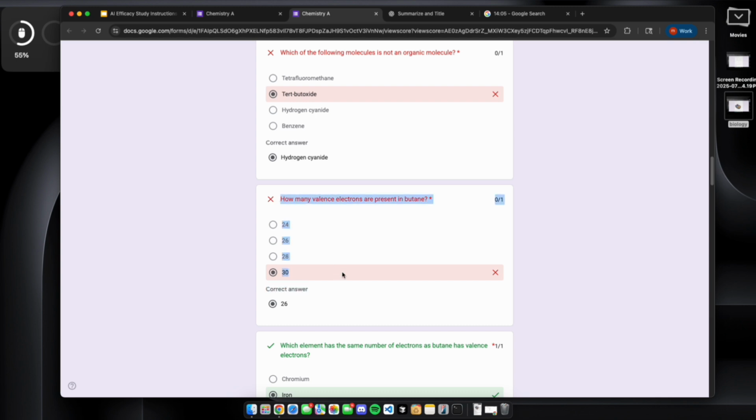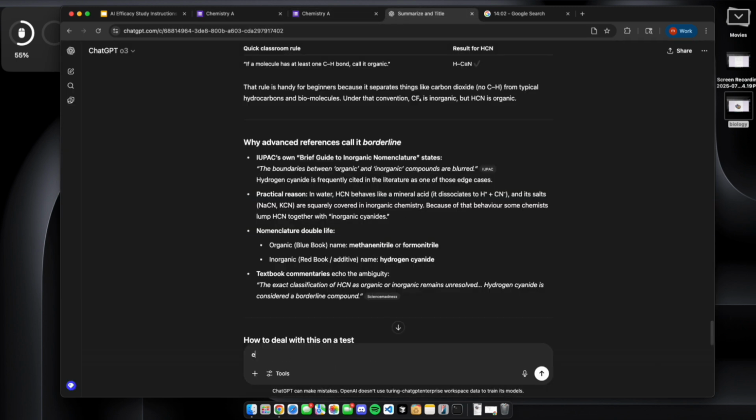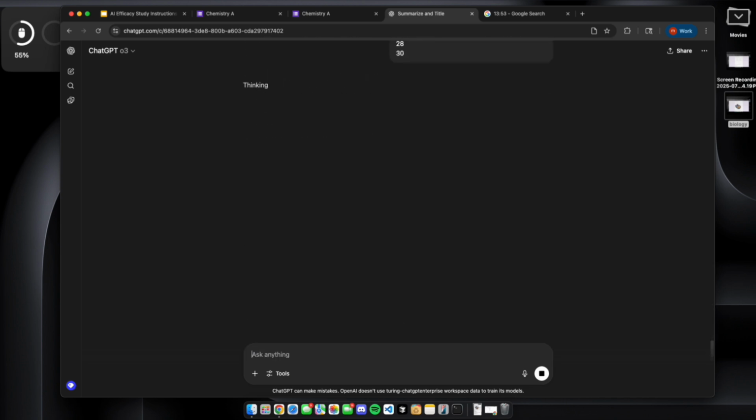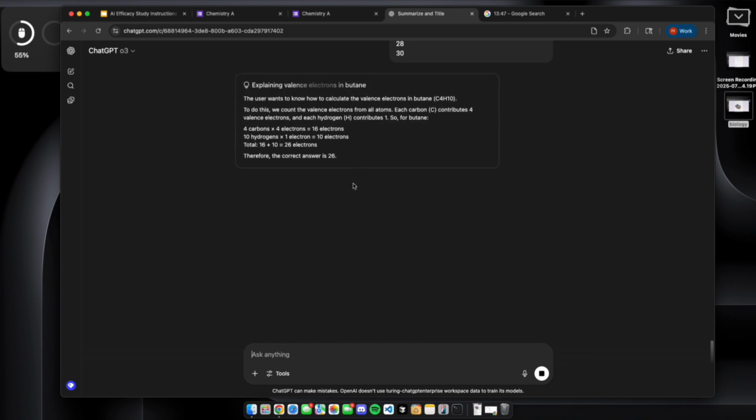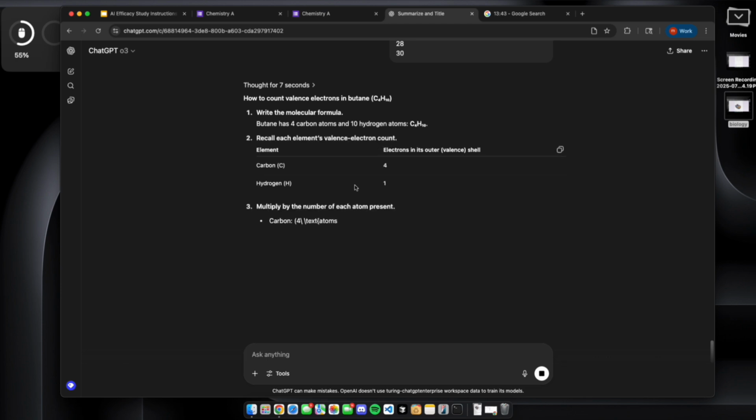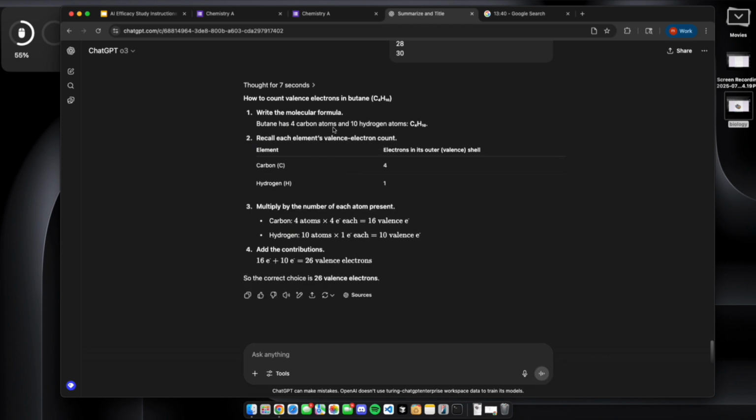How many valence electrons are in butane? Let's explain how this is calculated. That was pretty quick. Write the molecular formula. Butane has 4 carbon atoms and 10 hydrogen atoms. Well, I wouldn't be able to do that because I couldn't write it out. Recall the element's valence electron count. Carbon has 4 and hydrogen has 1.